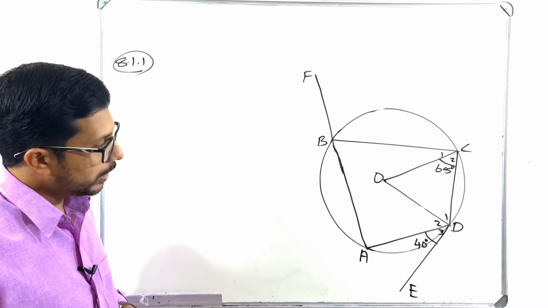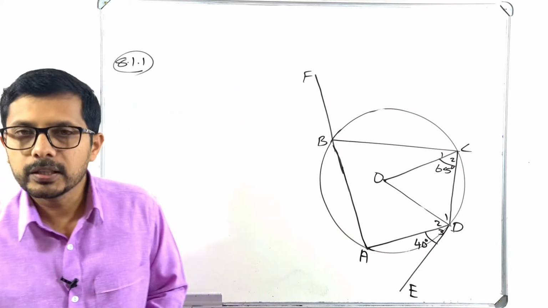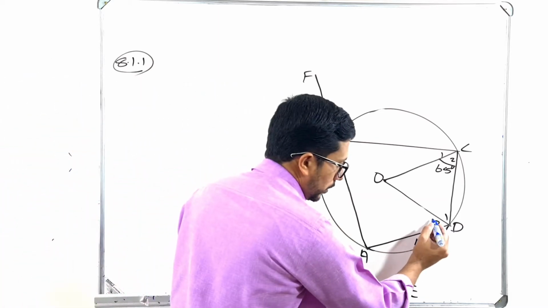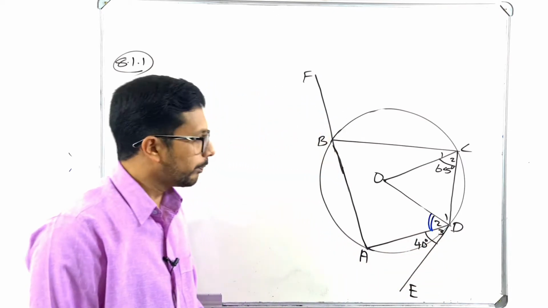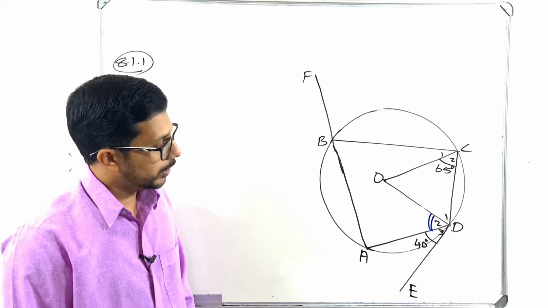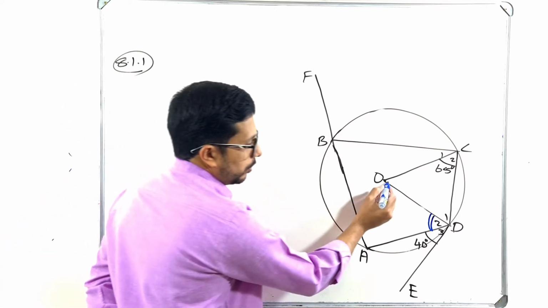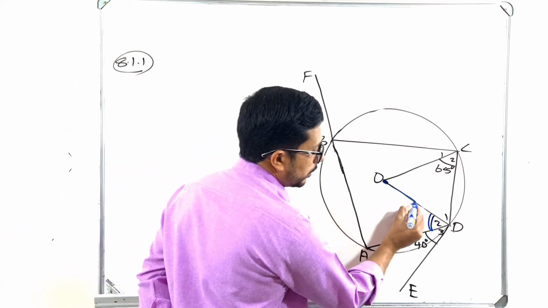Okay, so here what is the question? You have to find the angle D2. This is the angle D2. Am I right? This angle is D2. Okay, so here what you have to do is look at this line OD. Look at the line OD.